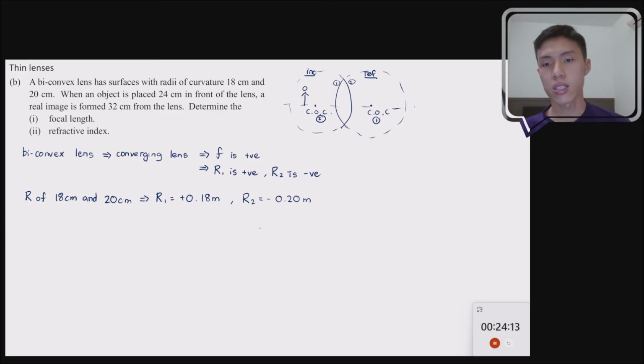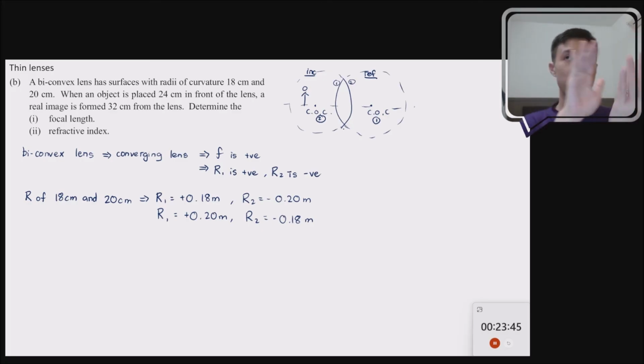I think this is the same, even if you choose to flip it. If you choose to flip it, I think you will still be correct. If you want to put it as 0.20 meter, you want to put R2 to be equal to negative 0.18, I believe you will still get the same answer. Because the lens, if you flip it this way, then you're changing who is 18, who is 20 cm. You still get the same answer because when the lens is flipped, the focal length should still be the same.